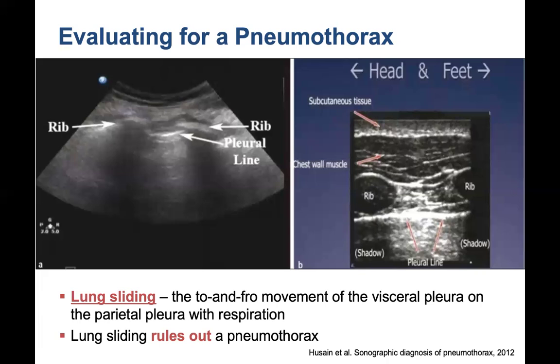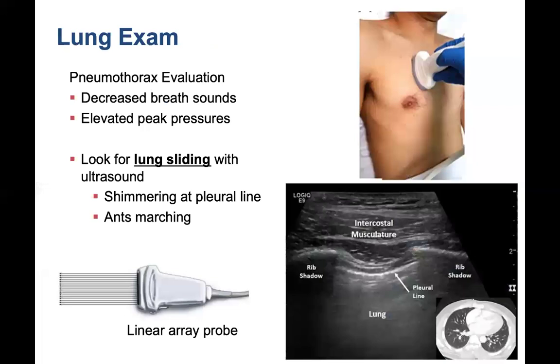And that's the to and fro movement of the visceral pleura on the parietal pleura with respiration. So it kind of looks like a shimmering pleural line or kind of ants marching. And if you see lung sliding, this rules out a pneumothorax. So you can say there is no pneumothorax. The visceral and parietal pleura are well approximated.